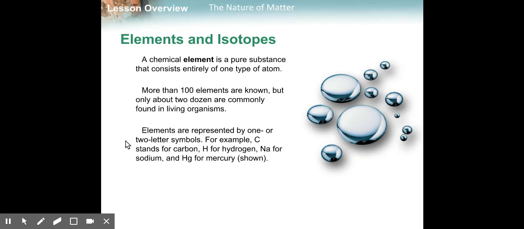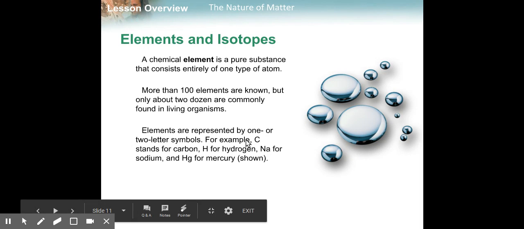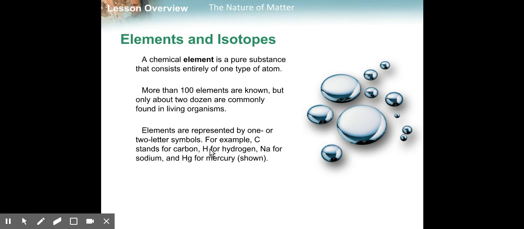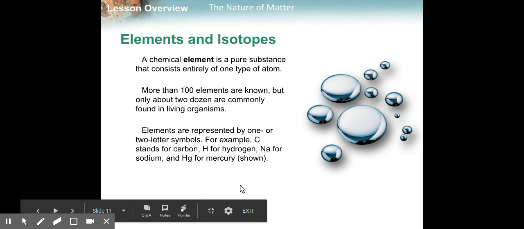Element is a pure substance made of just one type of atom. So carbon is made of only carbon atoms. There's over 100 elements. I hope you've all seen a periodic table. There's only about 24 that really apply to living things. I'm sure you guys have all seen chemical symbols before. C is for carbon, H is for hydrogen. If not, go look at a periodic table. They're all there.